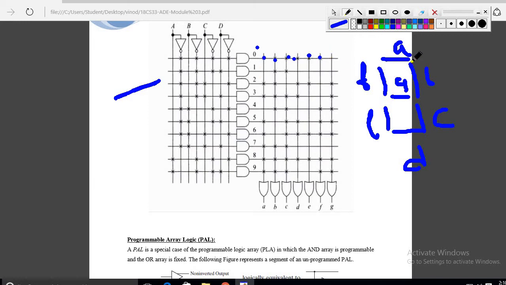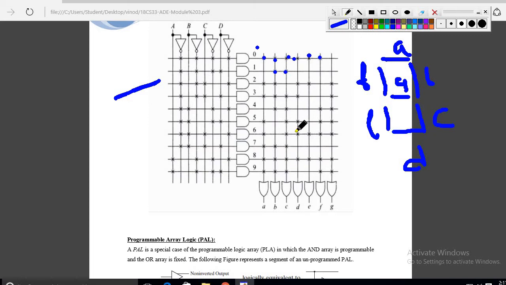Then to display the digit 1, only B and C, and the rest are all 0; the rest you don't mark. Like that, to display digit 2, A, B, G, E, D, like that: A, B, D, E, G. The rest you do not mark. Like that, for all 10 digits, whichever segments are needed for displaying the digits, we have to mark them here.